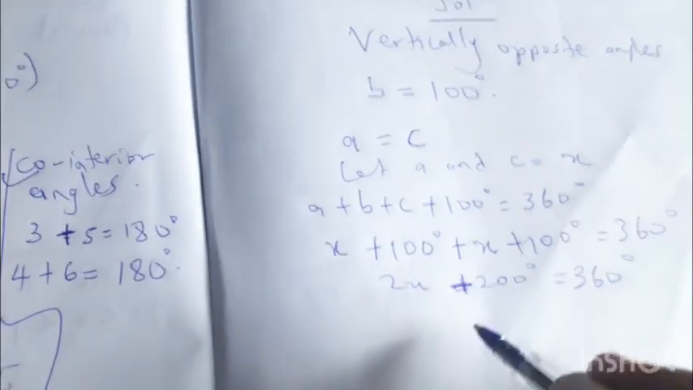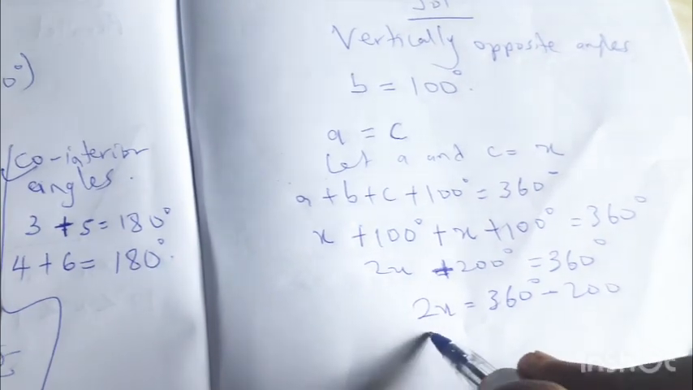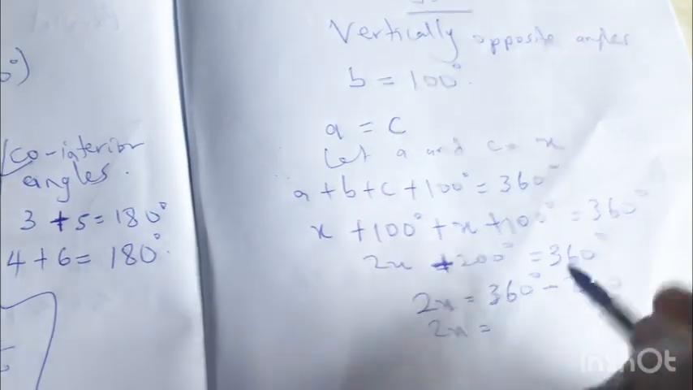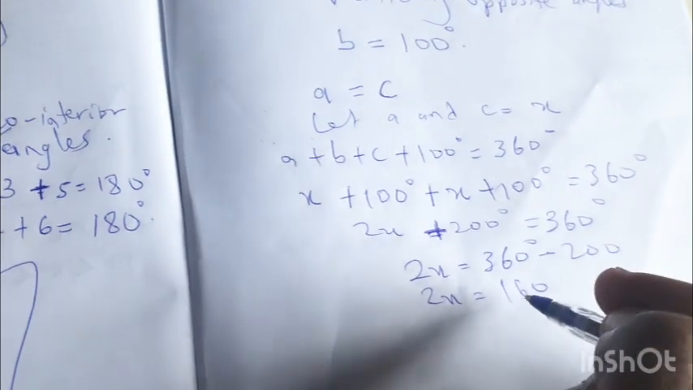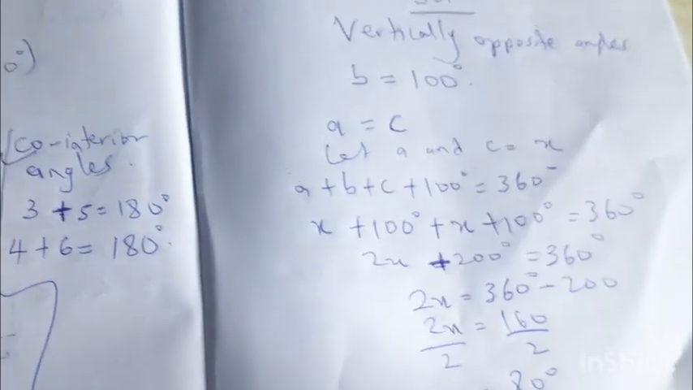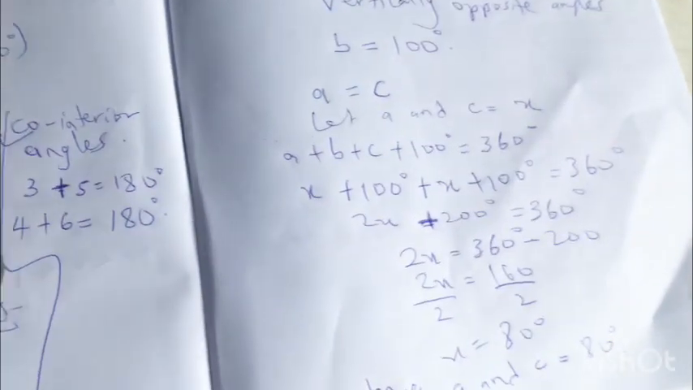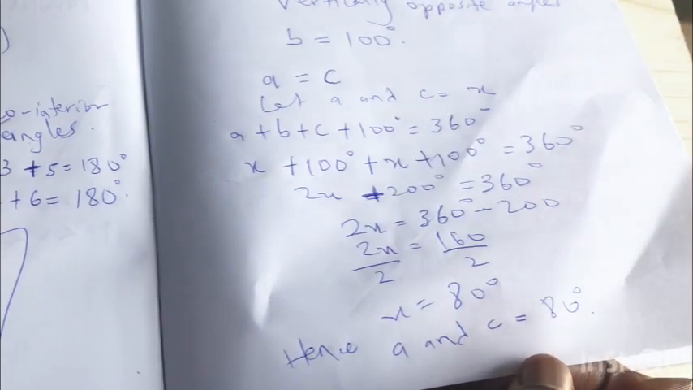So now let's group like things. 2x equal to 360 degrees. When this one crosses, it becomes minus 200. So now 2x equals 360 minus 200 is 160. Now divide by 2 here, by 2. X equals what? 80 degrees. Hence, A and C, since they are equal, A and C is equal to 80 degrees. And that is very simple.